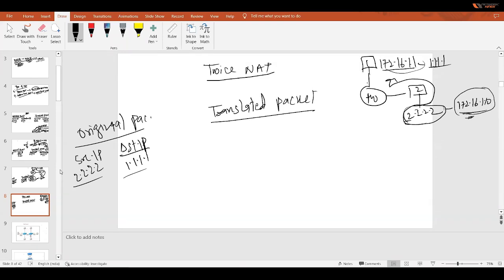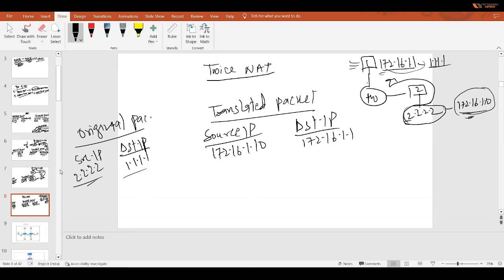Translated packet, guys, I have made such a kind of NAT configuration at the firewall. Whenever any source in public is coming to access this PC, I want even the source IP to be changed. This is my configuration. If any public IP comes in to access this PC, I also want to change the source IP. So I have made a configuration that 2.2.2.2 will change to some 172.16.1.10, and my destination IP is already NATed to 172.16.1.1.